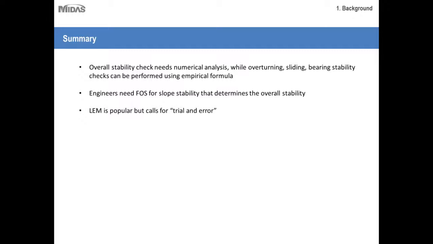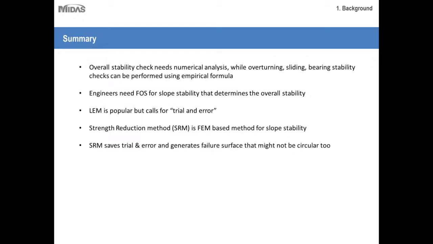LEM, also known as limit equilibrium method, is the most popular method but calls for trial and error. Strength reduction method, or SRM, is a finite element method based method for slope stability analysis. SRM saves trial and error and generates failure surface that might not be circular.